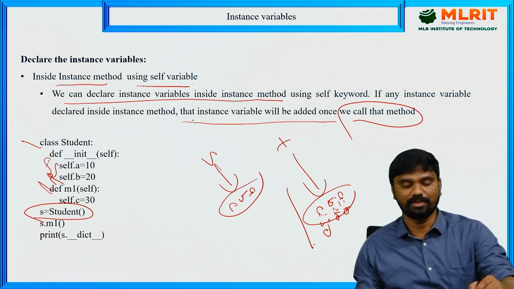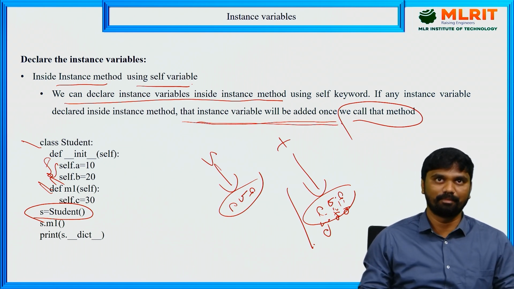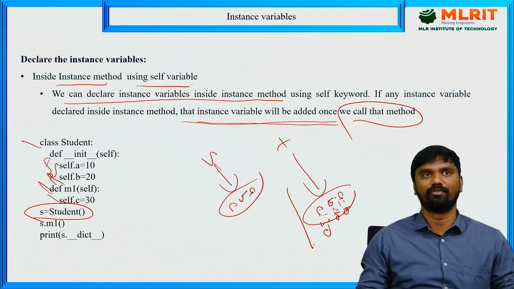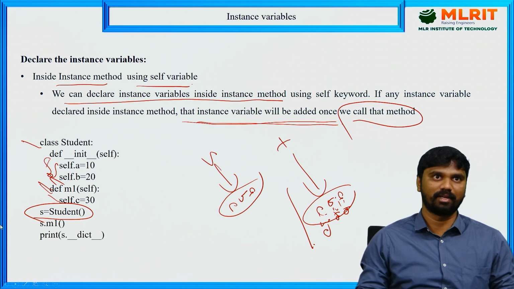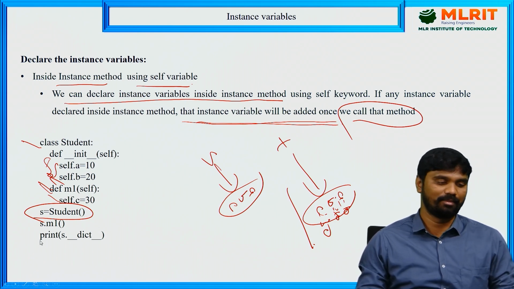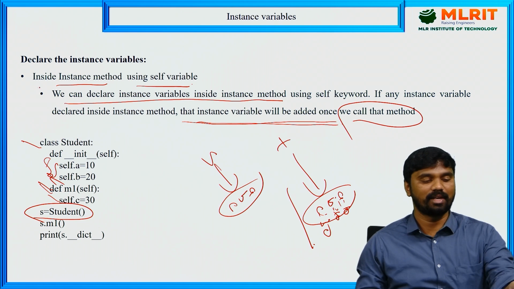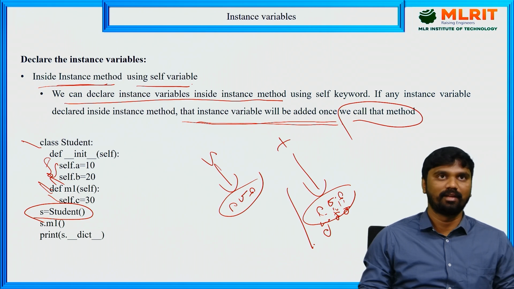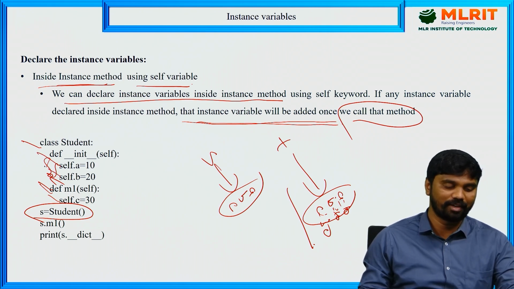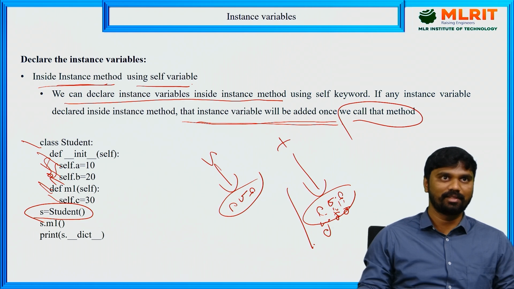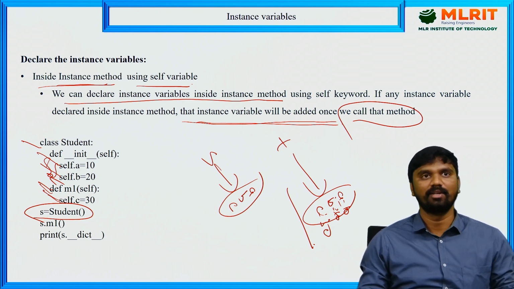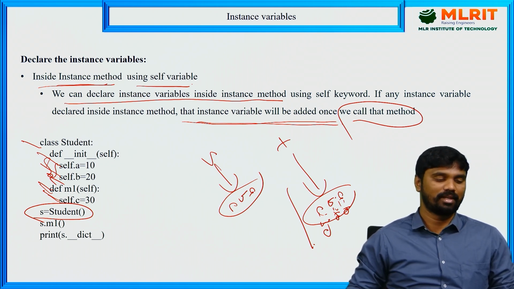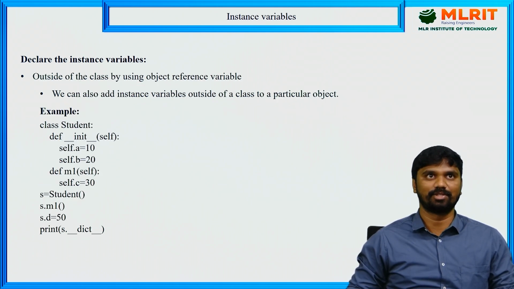So this is the important statement: whenever we call an instance method, then the instance variables declared in it will be added to the object. That is the thing about declaring instance variables inside the instance method. Inside the constructor, we can declare instance variables using the self keyword, as well as inside the instance method using the self keyword. Up to now we discussed two ways we can declare instance variables.